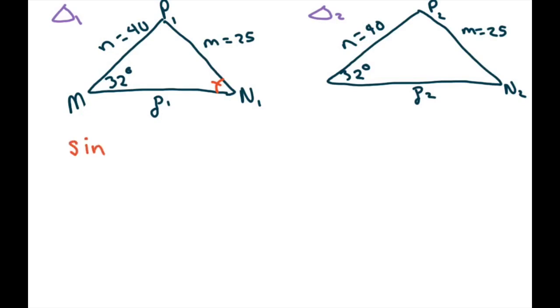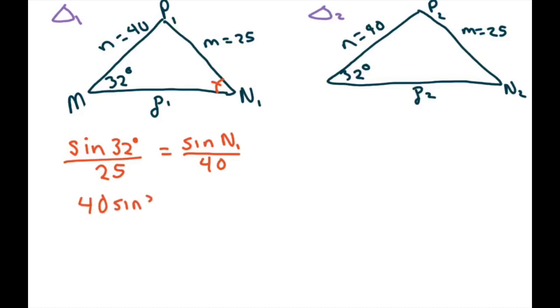Sine of 32 over the side opposite, which is 25, equals the sine of N, that would be our first angle, over 40. And we cross multiply and we get 40 sine of 32 over 25 equals sine of N. Make sure your calculator is in degrees.